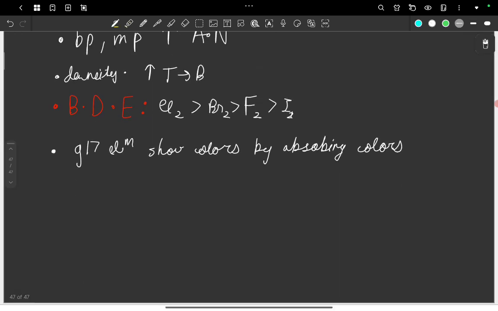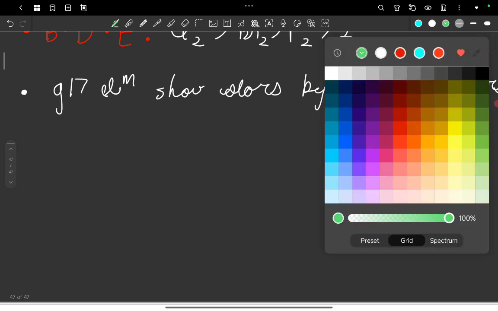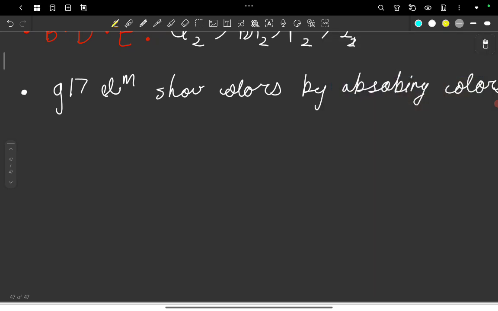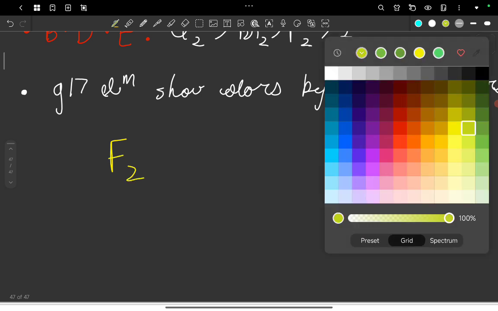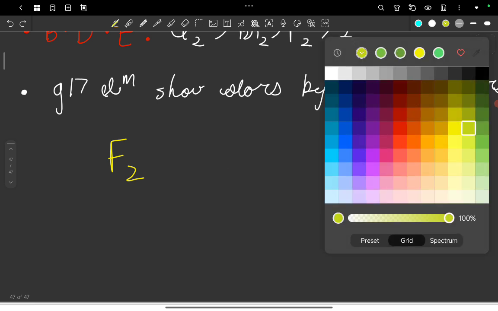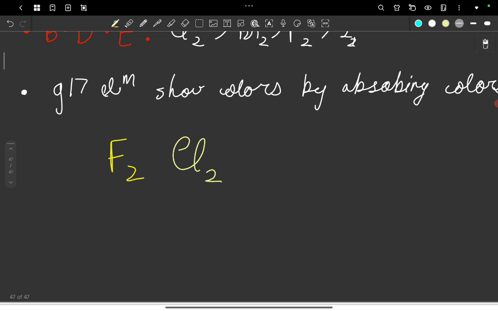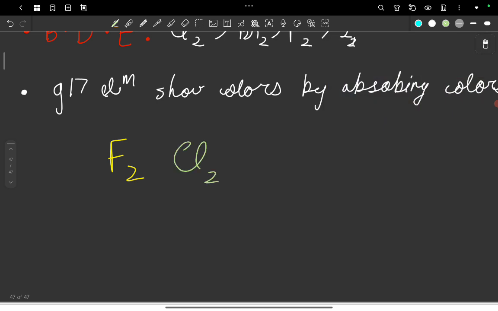Basically what I want you to do is remember the colors. They are not hard to remember compared to the type of colors you have to remember in other chapters. Basically, I'll even write it with the color scheme. Fluorine is yellow, chlorine is greenish yellow. Let's just say chlorine is greenish yellow.